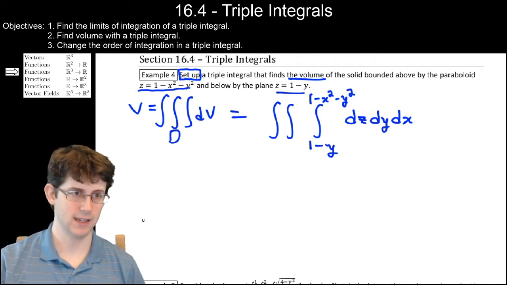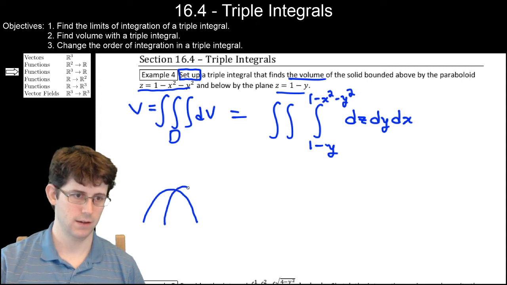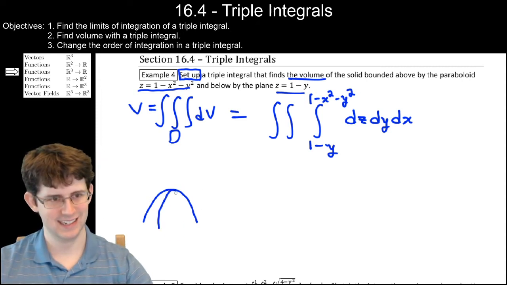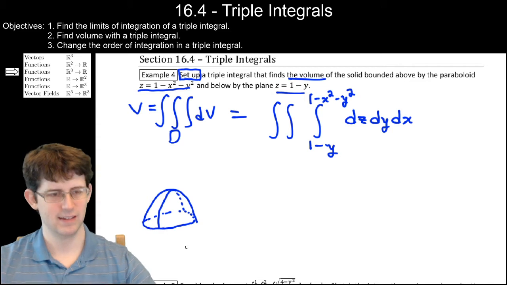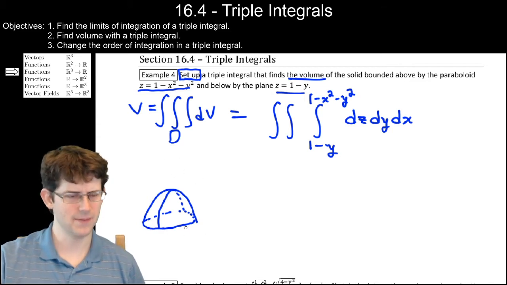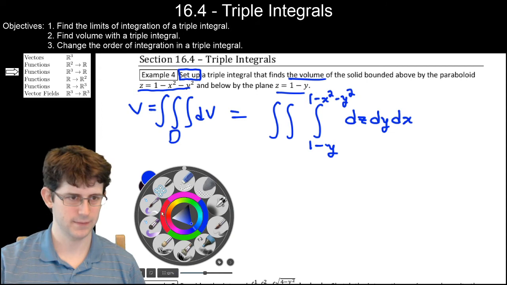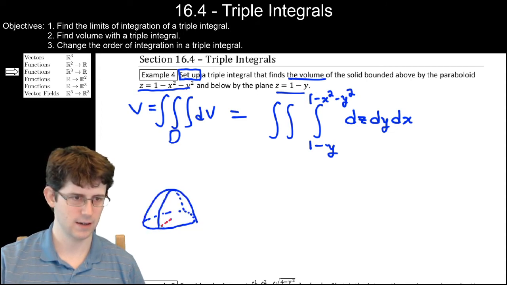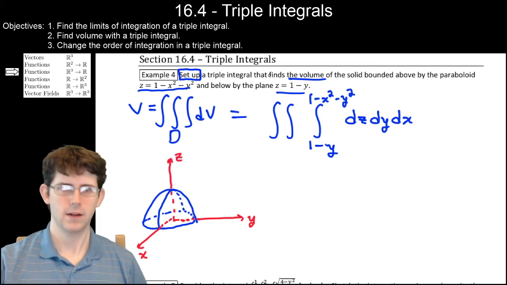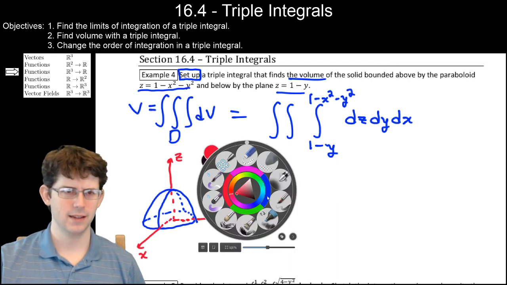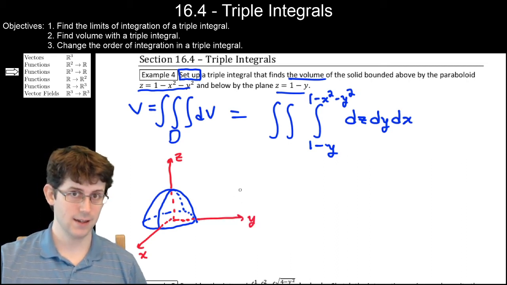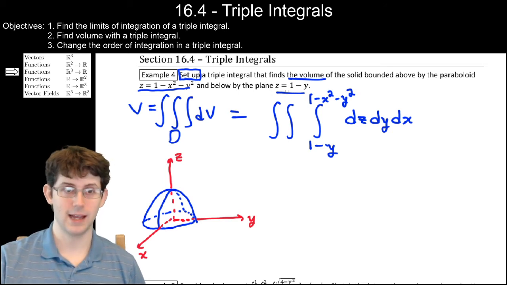Okay, well, here's the paraboloid. z equals 1 minus x squared minus y squared. On the xy plane, it is a circle of radius 1. So let's get the axes here. Then the plane z equals 1 minus y. Well, the plane z equals 1 minus y is a cylinder. What I mean by that is that there's a variable missing. So x can be anything.